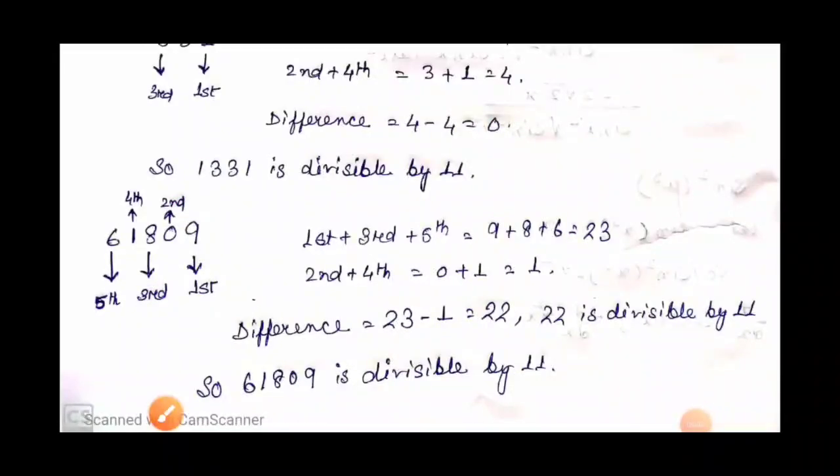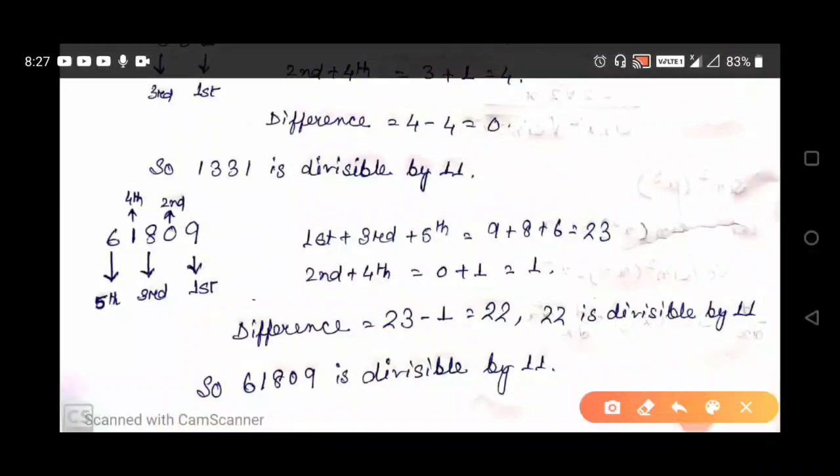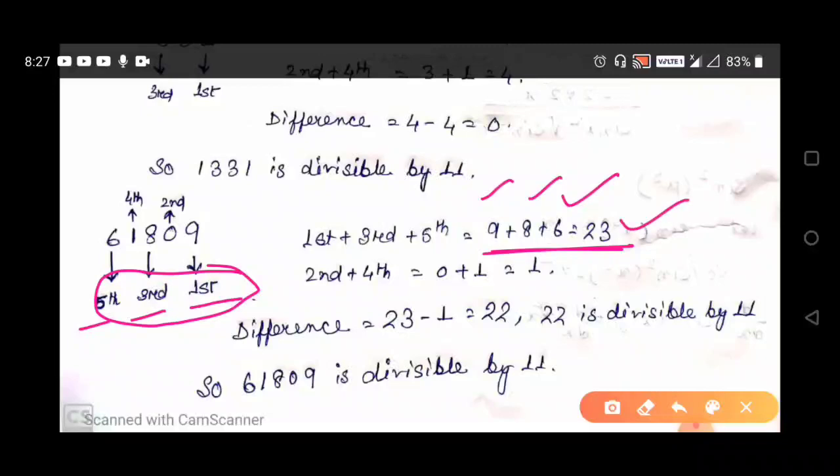Here we have taken one more example, that is 61,809. So in the first place it is 9, that is it is at the odd place. So the odd places are first, third and fifth. If we add these digits of the odd places we will get 23. 9 plus 8 plus 6 is 23.